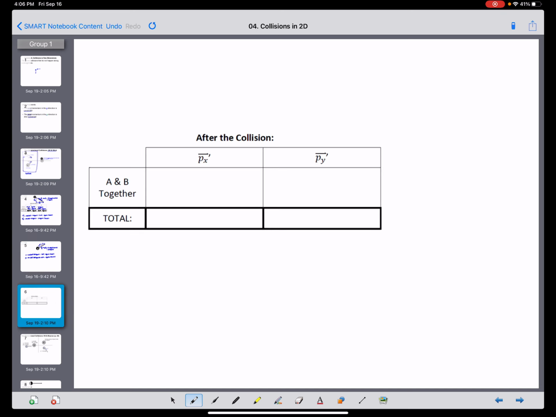Now, the next thing we're going to do is create another table for after the collision. Remember that what conservation of momentum says is that the totals have to be the same. So you're going to have two different tables. In both tables, the row that contains the totals is identical. So I'm just going to take the totals from my before table and copy them down here in the after table, exactly the same numbers as before.